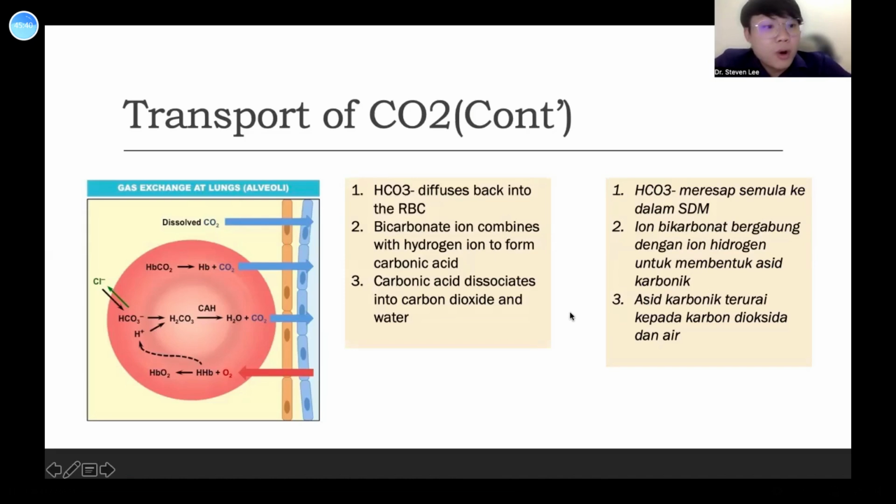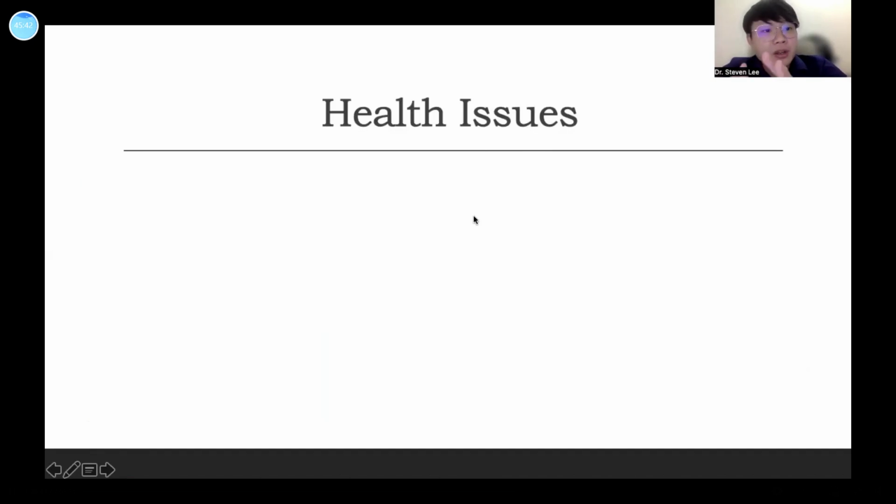All right, so we go on to the next. Health issues. Health issues is the last type of question already. The first type, adaptation, we're done. The second type, breathing, the gaseous exchange, transport of gases, oxygen and CO2. Now we go to the last one, health issues. For health issues, in your syllabus we only have 3.